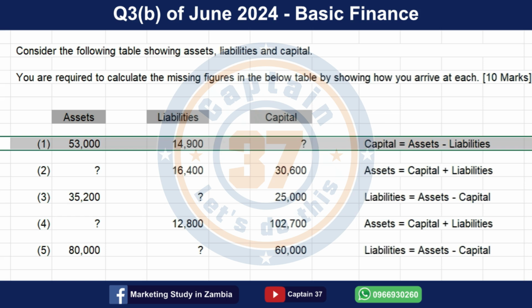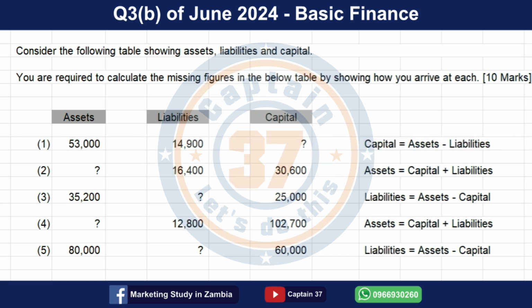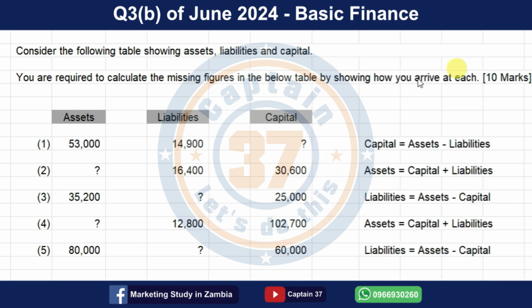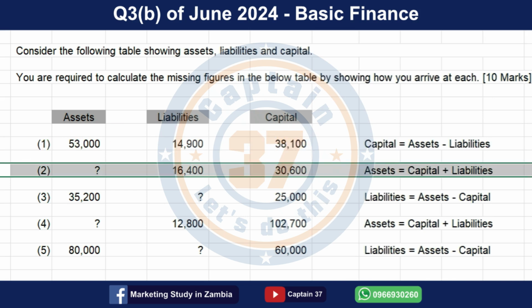Now, let's look at number 1. How do we find the capital? We get the assets and subtract the liabilities. Let's bring in our calculator. Remember, capital is equal to assets minus liabilities. We already have the assets, it's 53,000. Then we subtract the liabilities, which is 14,900. So minus 14,900 gives us 38,100. That's what we're going to write here, 38,100.